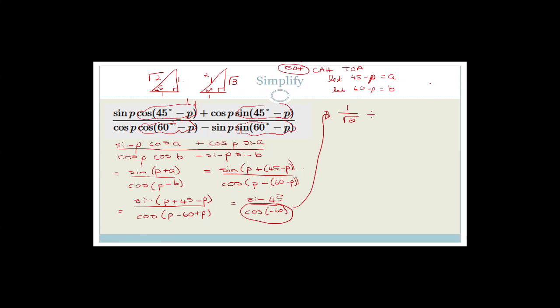And now this question is tricky because you need to remember that using your CAST diagram, negative 60 means it's in the fourth quadrant, which means cos is positive. So that's divided by the positive value. So this here is the same as cos of 60. And cos of 60 is adjacent over hypotenuse, which is 1 over 2. So what do you do when you divide? You tip and times. So it's 1 over root 2, times 2 over 1, which is 2 over root 2. Ta-da! Okay, so that is quite tricky.